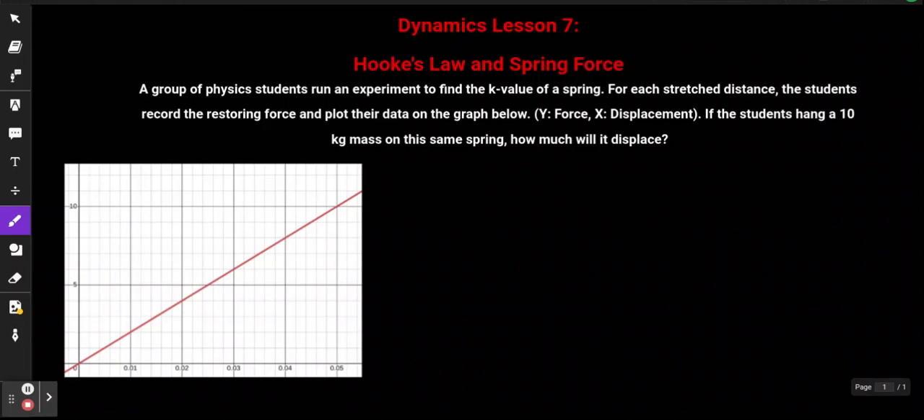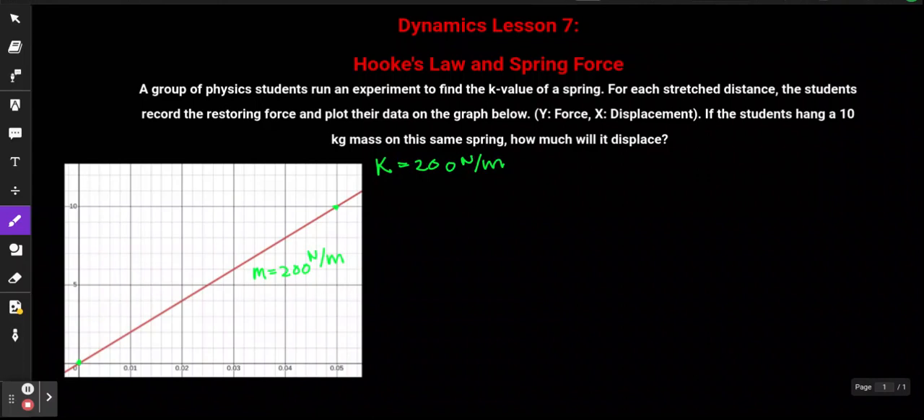Okay, since we're given a graph of force versus displacement, we can find the K value by taking the slope of this graph. So I would choose the points (0, 0) and (0.05, 10). Using a calculator, I'm given the slope of 200, and our units will be newtons per meter. This tells us that the K value of the spring is 200 newtons per meter.